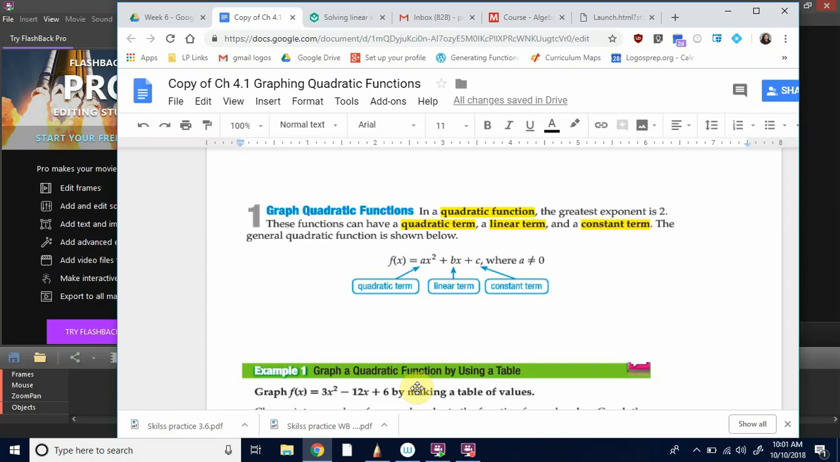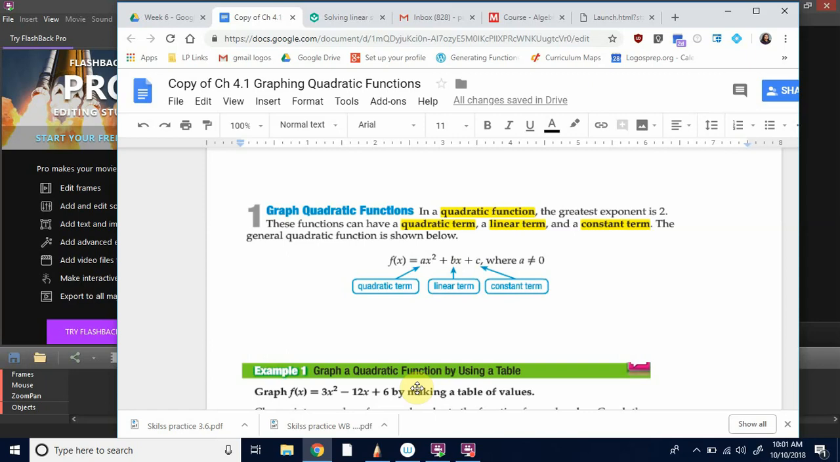The first term is called the quadratic term, which has the variable with the squared power. The second term is called the linear term. It's the power of 1. And then the last one is the constant term, which has no variable. It's just a constant. So a, b, and c are real numbers. A cannot be 0 because if it was, then we wouldn't have an x squared. The highest power would be 1, which would make it a linear equation.